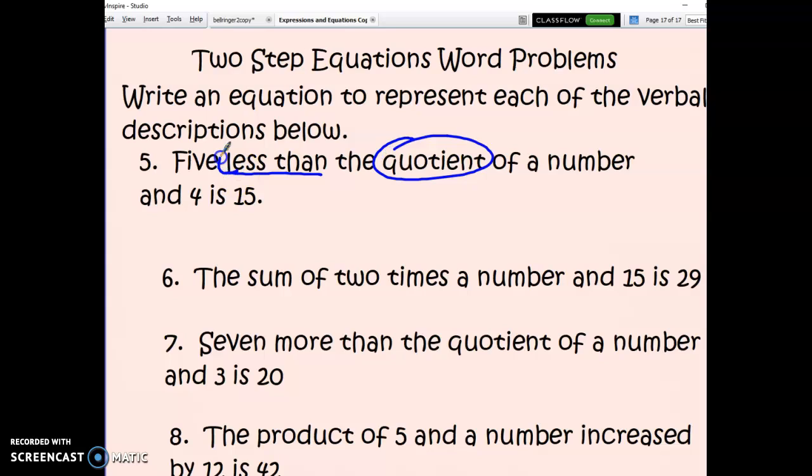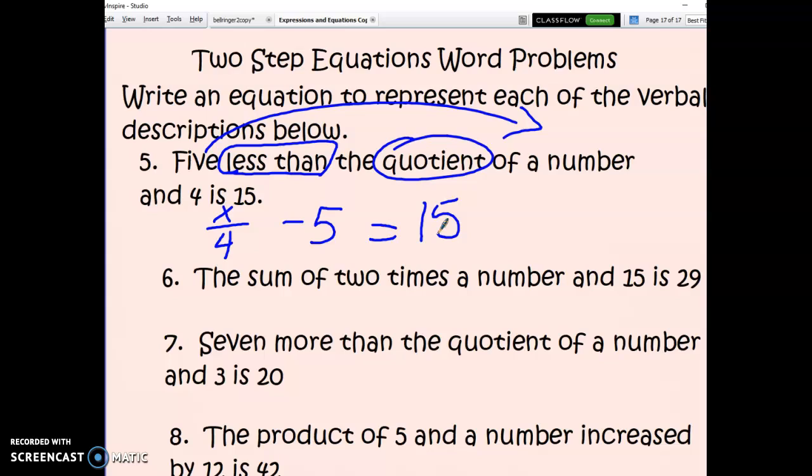When we see the words less than, we know we're going to subtract, but remember I told you earlier in the year that whatever comes before it is actually going to go to the back. So we're going to subtract 5 from the quotient of a number and 4, which means we're dividing x by 4, minus 5, and we get 15.